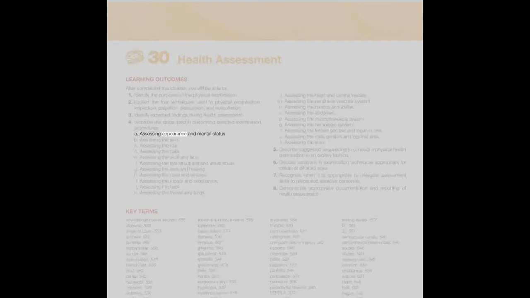A. Assessing appearance and mental status. B. Assessing the skin. C. Assessing the hair. D. Assessing the nails. E. Assessing the skull and face. F. Assessing the eye structures and visual acuity. G. Assessing the ears and hearing. H. Assessing the nose and sinuses. I. Assessing the mouth and oropharynx. J. Assessing the neck. K. Assessing the thorax and lungs.